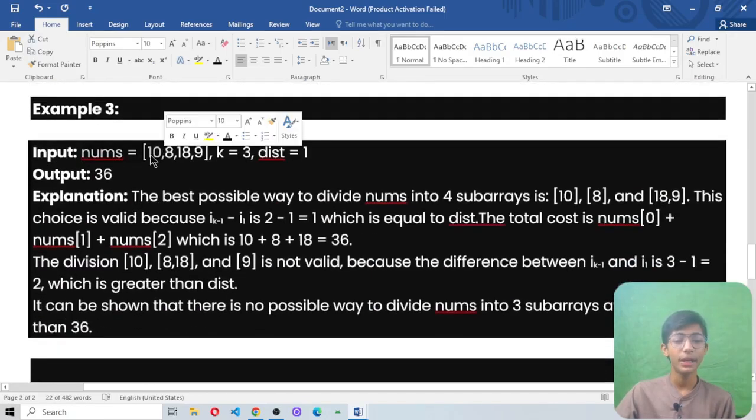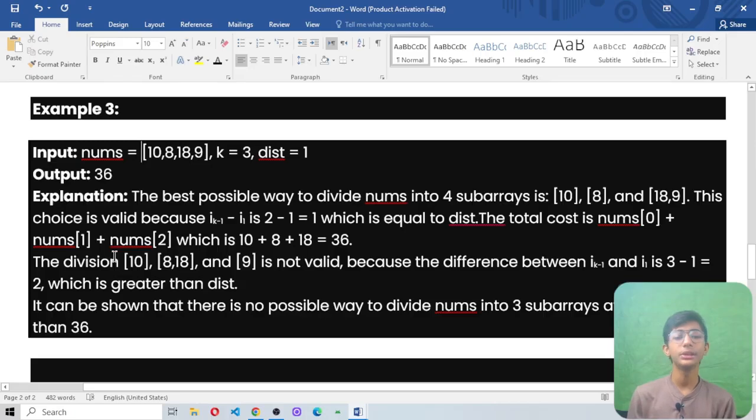Here you have an integer array by the name of nums, in which there are some numbers like 10, 8, 18 and 9, and here you get one integer by the name of k, and the output is 3, and here you get one integer by the name of dist, in which he wrote down 1, and the output is 36, because the best possible way to divide nums into 3 subarrays is [10, 8] and [18, 9]. This choice is valid because this formula is equal to dist, and the total cost is nums[0] plus nums[1] plus nums[2], which is 10 plus 8 plus 18 equals 36.